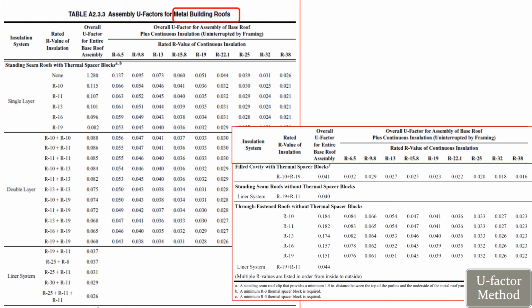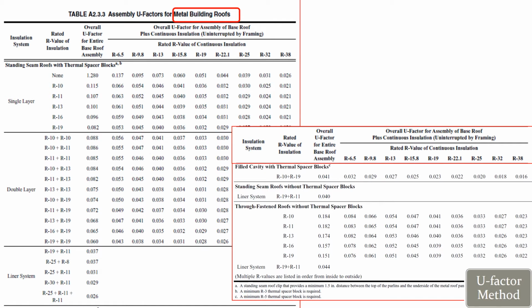And then this gets into the filled cavity system with thermal spacer blocks. And take note of the notes. This footnote C assumes an R5 thermal spacer block. Again, this assumes a standing seam roof. This falls underneath this main category over to your upper left-hand corner of the screen. And further on, for a standing seam roof without thermal spacer blocks, you'll notice for the liner system, the R19 plus R11 system has a U factor of 0.04, and that is less efficient than a standing seam roof with thermal spacer blocks. Come back over here, the R19 plus R11 has a 0.037. So the smaller the number, the more thermally efficient.